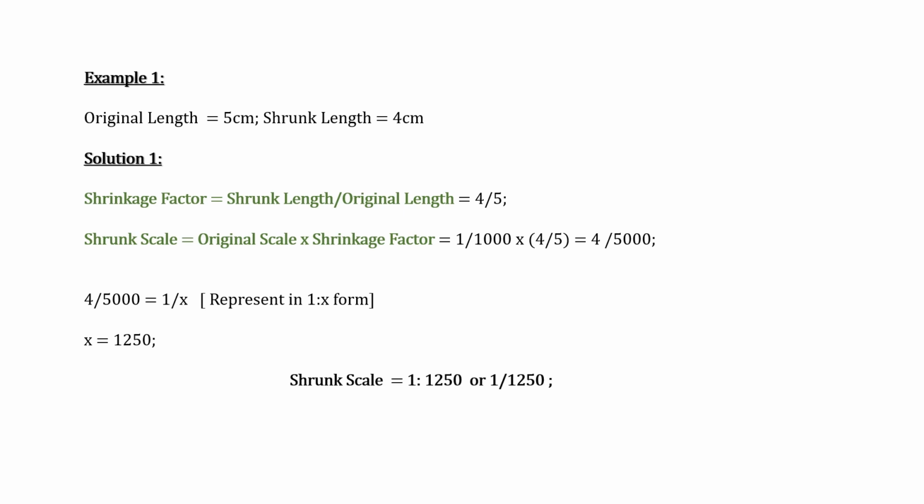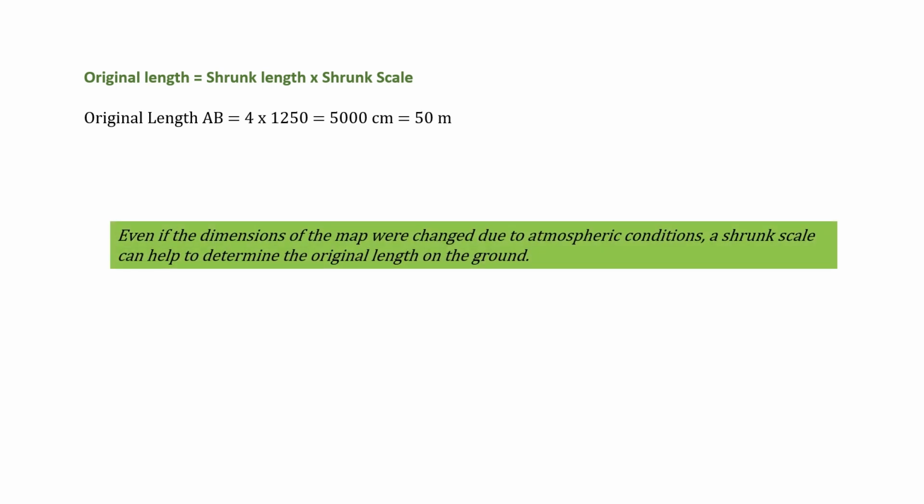As we know the shrunk scale, we will apply this on the shrunk length to obtain the original length. From equation 2, we have original length equals shrunk length multiplied by shrunk scale. Hence, the original length on the ground, AB, is equal to 4 times 1,250 equals 5,000 centimeters equals 50 meters. Even if the dimensions of the map were changed due to atmospheric conditions, a shrunk scale can help to determine the original length on the ground.